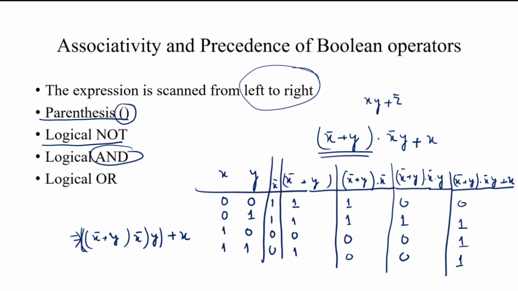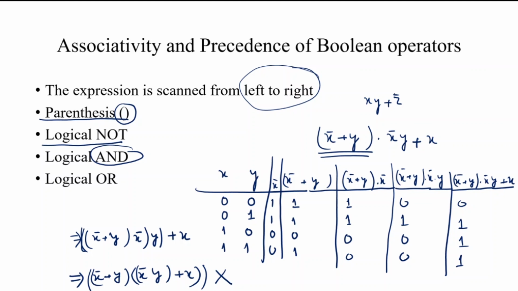But what happens here? Suppose we write the expression in this form: first we evaluate this X complement plus Y, and then simply we evaluate X complement Y, then plus X, and then the result of this is multiplied. This is wrong, because here the important thing is the order of precedence.